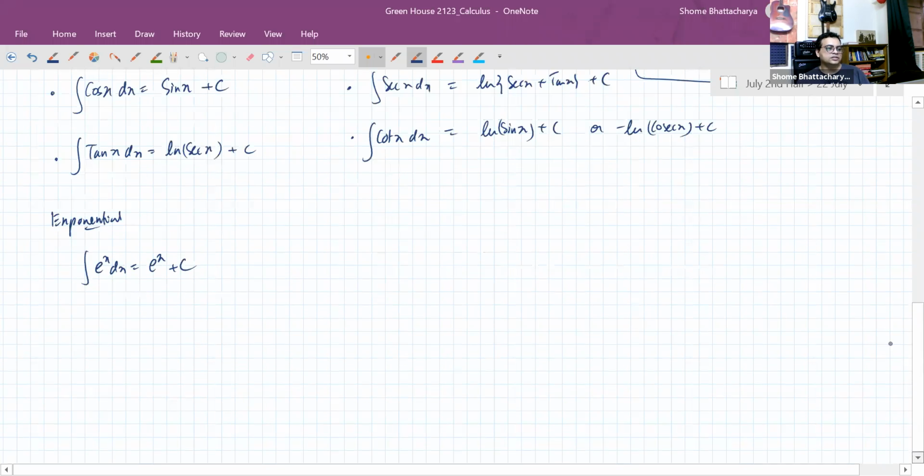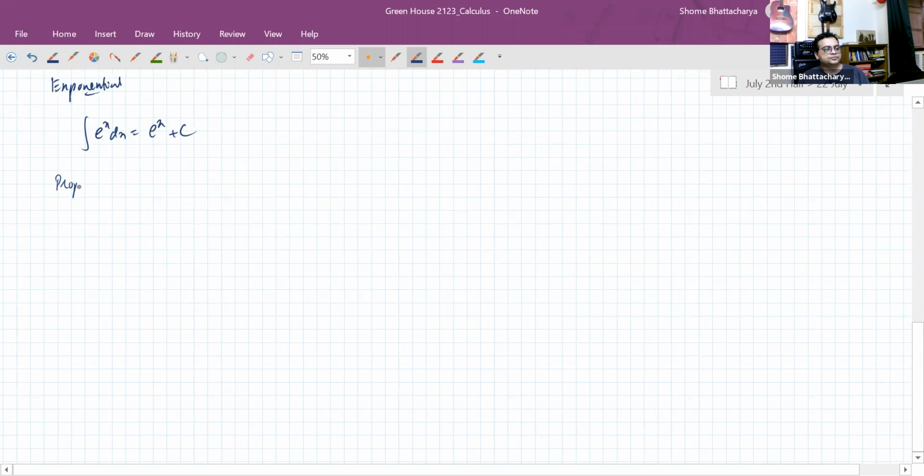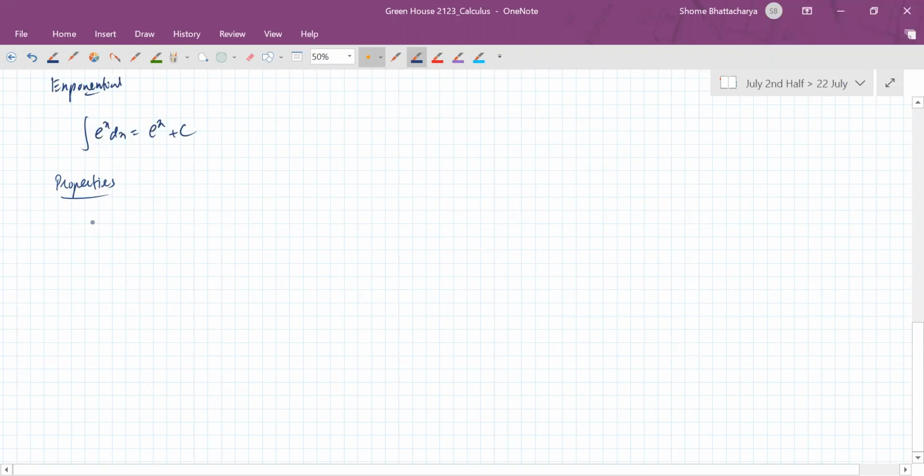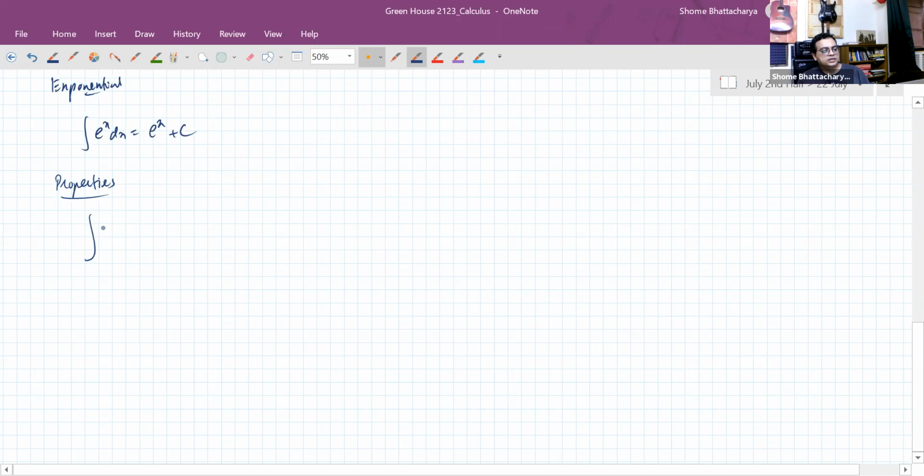Along with this, we have seen the properties of integration also. Can you scroll a bit up? I just wanted to know the last one. Yeah, I'll go through it. Okay. So the properties, just a minute.